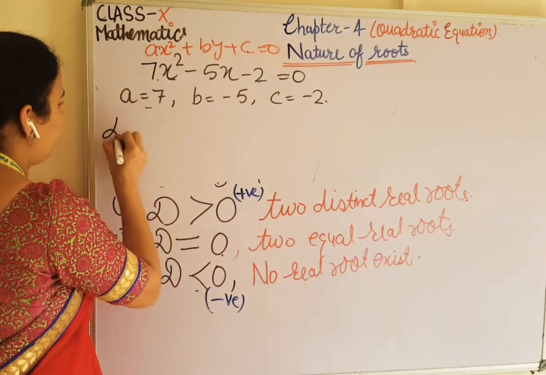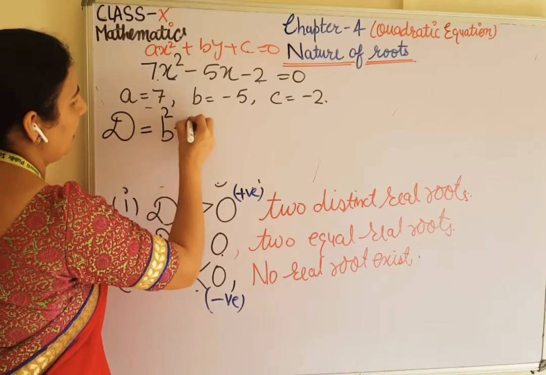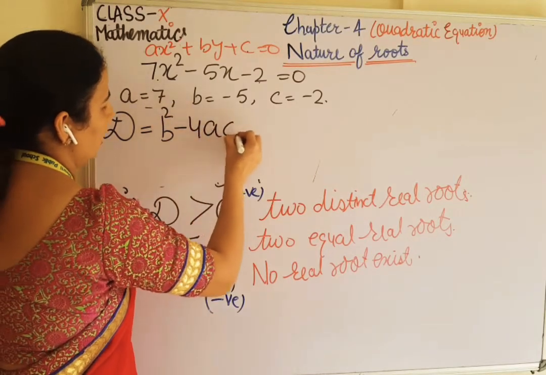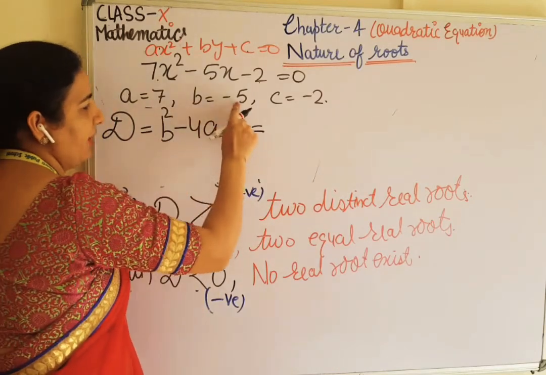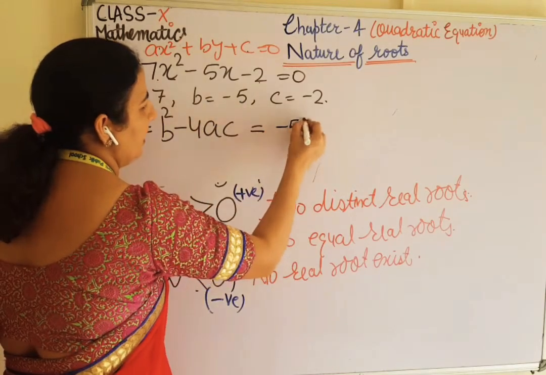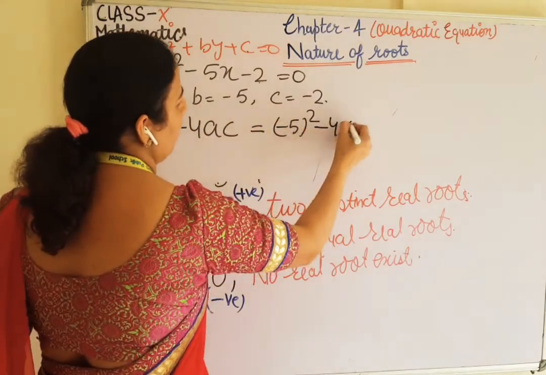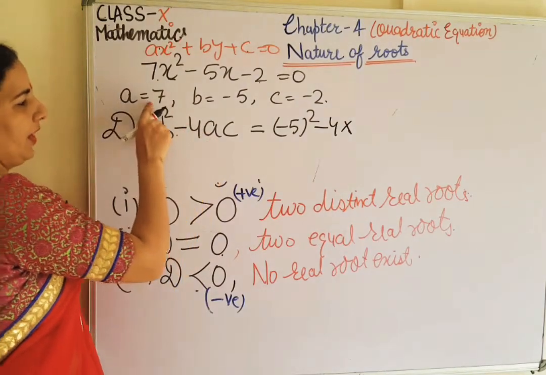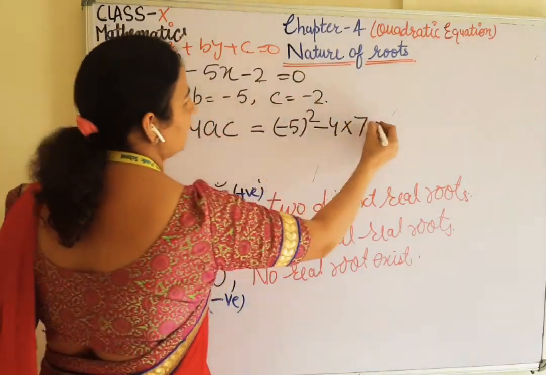Now what about the formula of D? D is b square minus 4ac. So how will we calculate? Put the value of b here. What is the value of b? Minus 5. Minus 5 whole square. Then minus 4 into, what is the value of a? 7. This is only the calculation part.